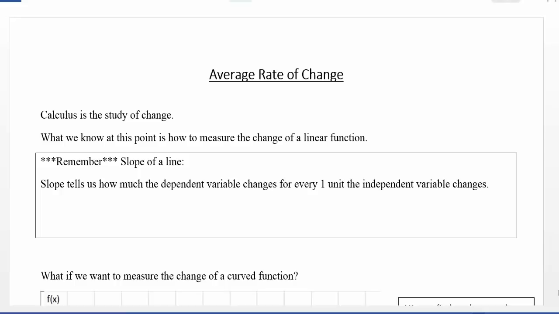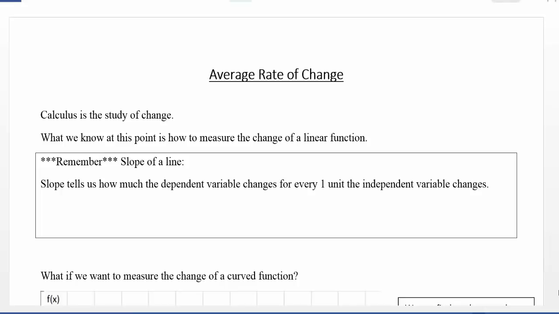Average rate of change. Remember, calculus is the study of change. We're interested in learning about patterns regarding how functions change to see if we can use that to predict what may happen later on with that function. There's a lot of value in learning about the various ways that functions change.